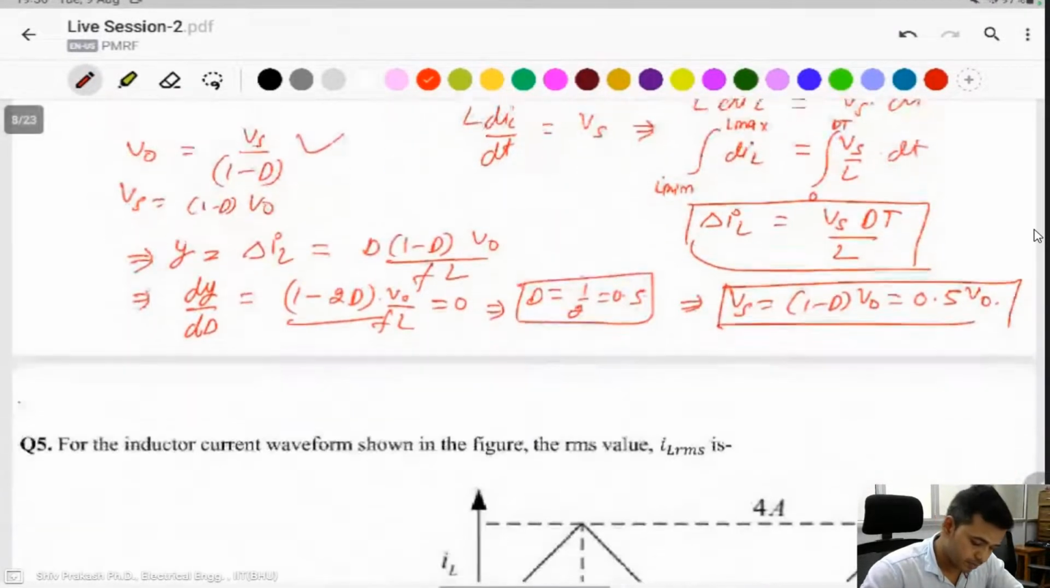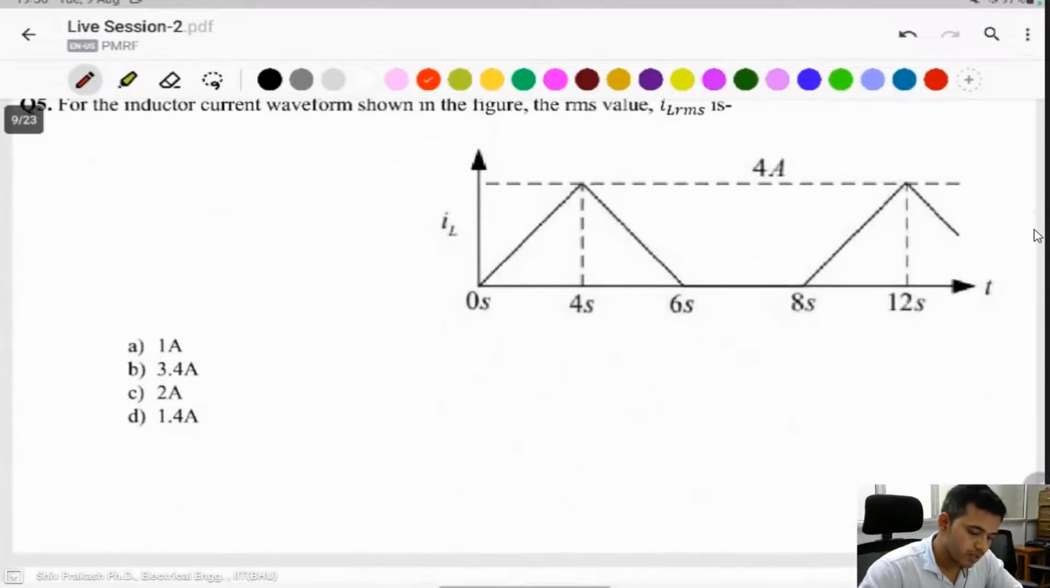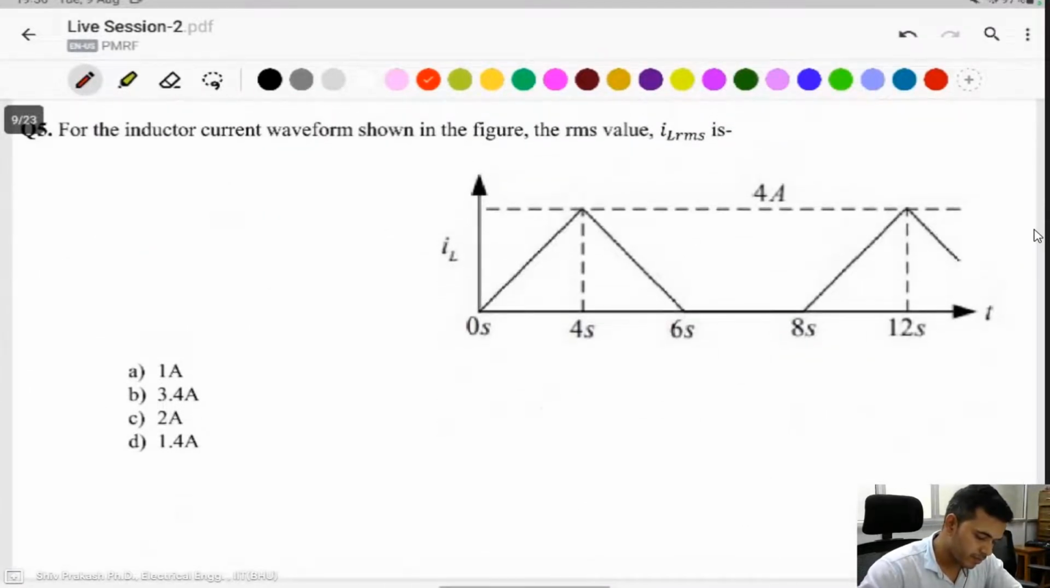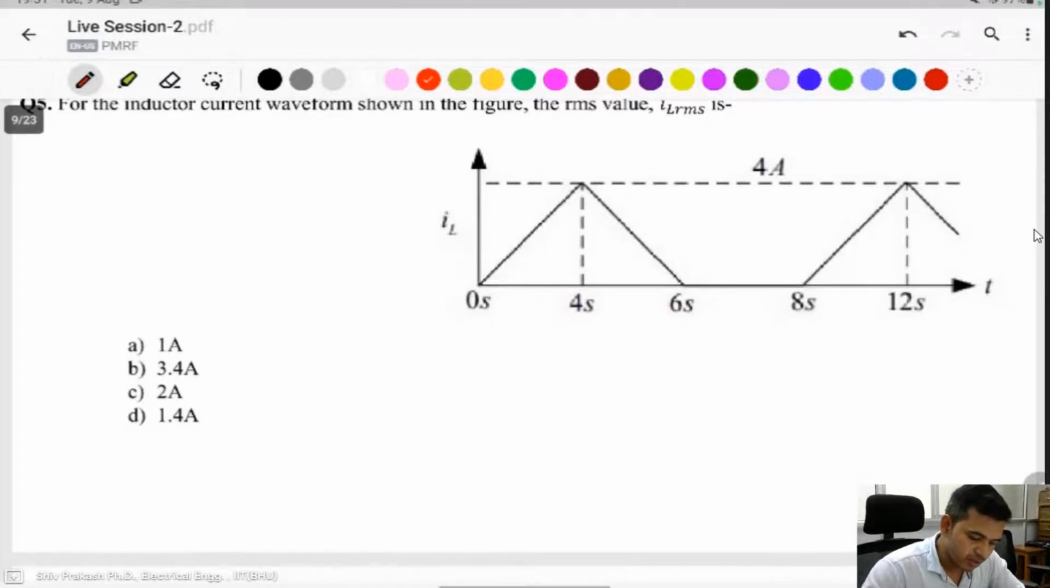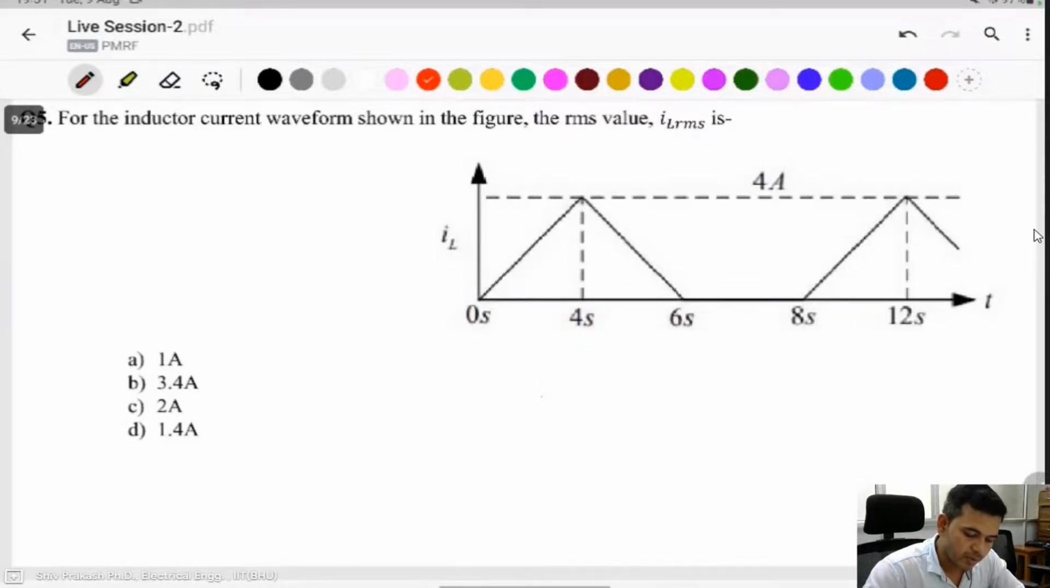So okay, this is question number 5. For the inductor current waveform shown in the figure, find the RMS value of this waveform. If you know the RMS value, you can solve the problem by taking the slope of both the charging and discharging current lines.